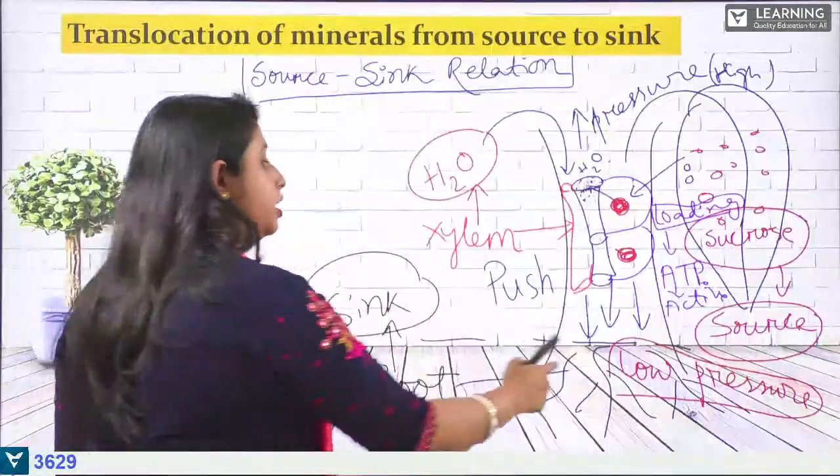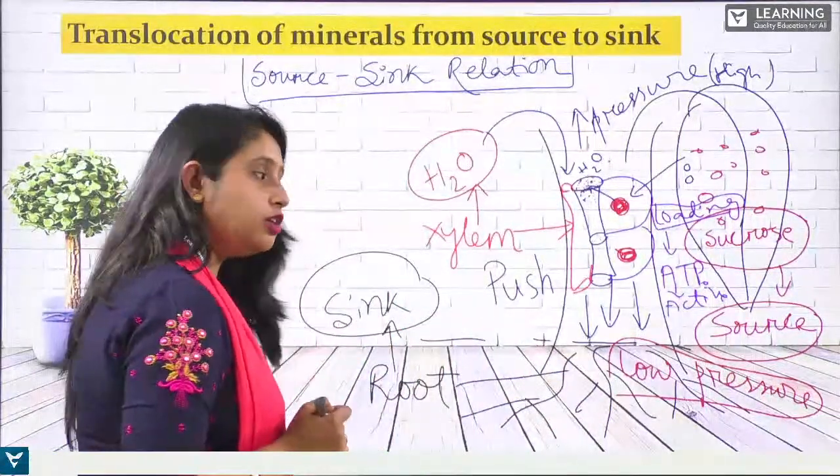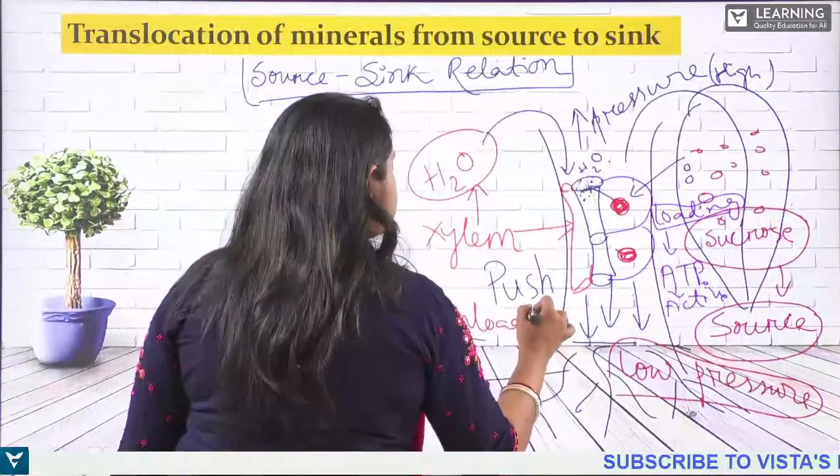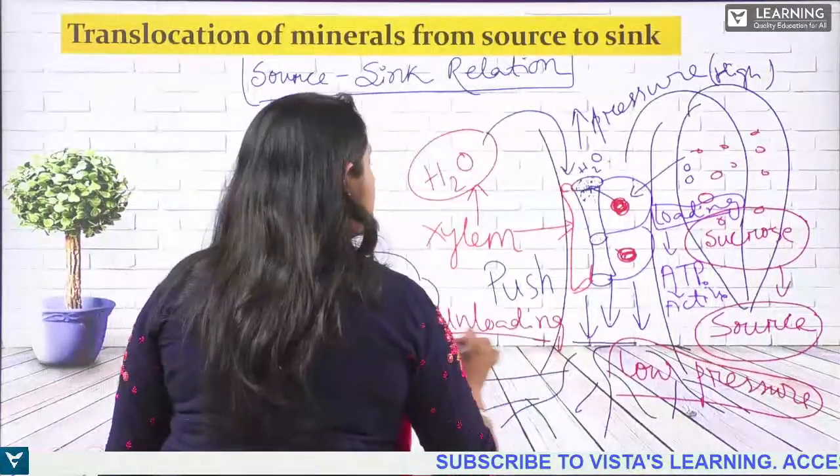Okay, that is, here low pressure is being created in the roots. Okay, this is known as what? This is known as unloading.